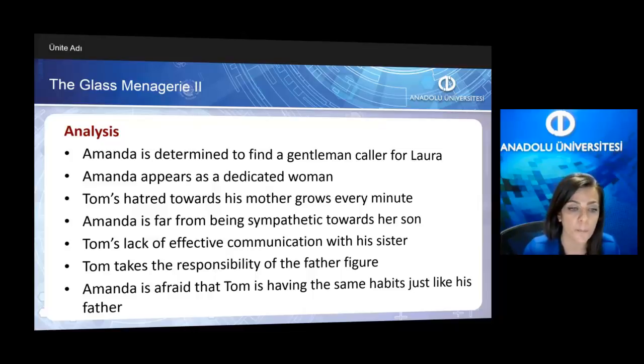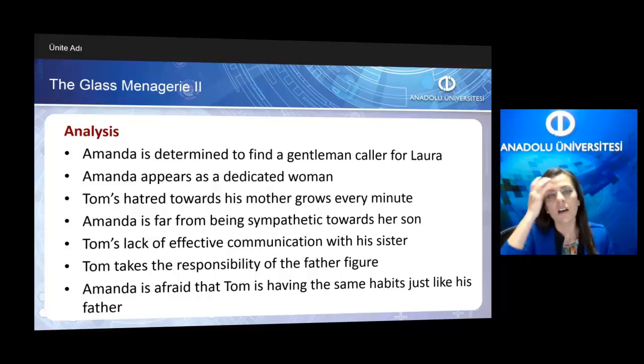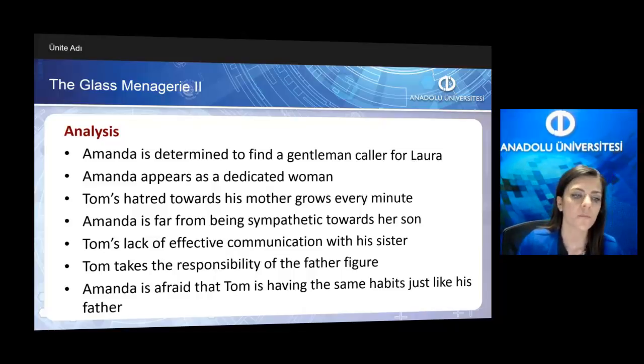gentleman caller for Laura. Tom's hatred towards his mother grows every minute. The tension is growing every minute. Amanda is far from being sympathetic towards her son. She doesn't try to understand him. And Tom's lack of effective communication with his sister is apparent.